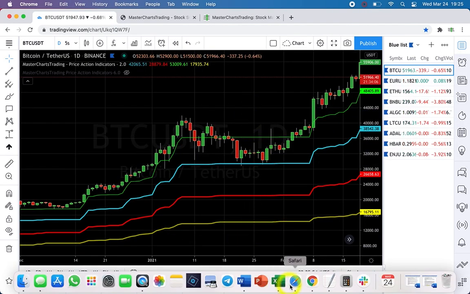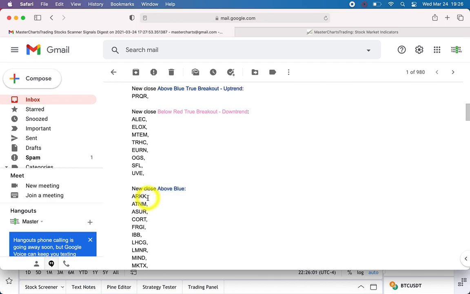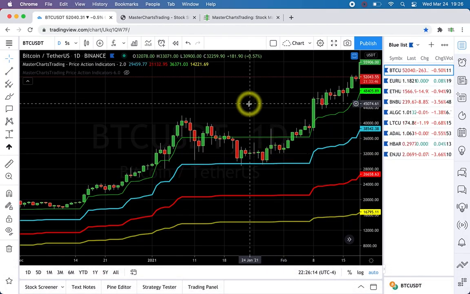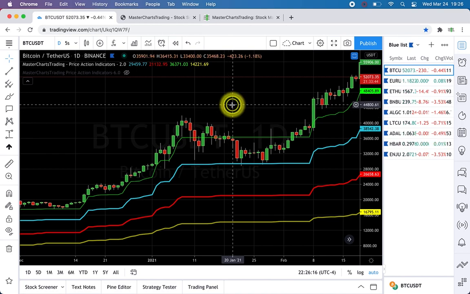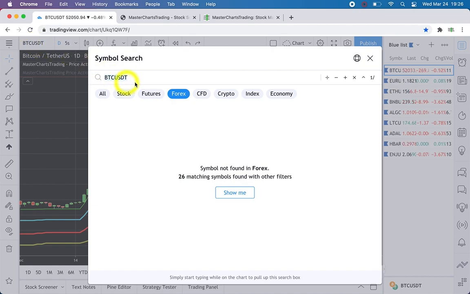So let's look at what we're getting. For example, new close above blue with true breakout. What does that mean? In a second I'll show you, but for now, let me show you how I do this. You can copy them one by one, but you see it's comma separated. So first let me show you how I do it. I go copy, and you can just paste the symbol. Click on the TradingView interface, just click right there where I'm hovering, and then press Control V and paste it there.